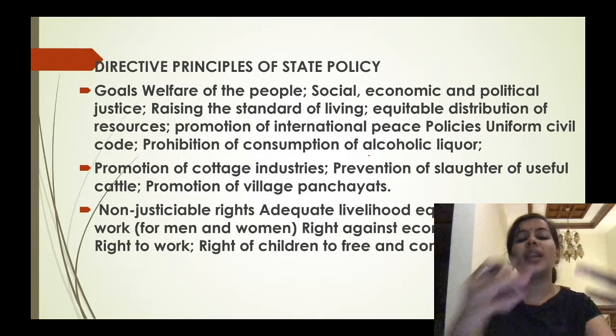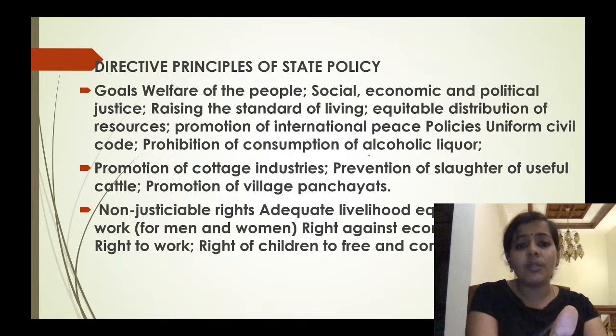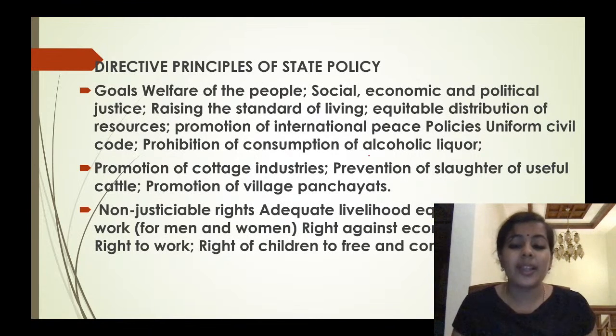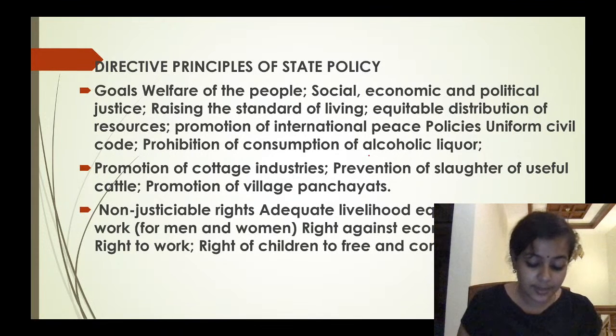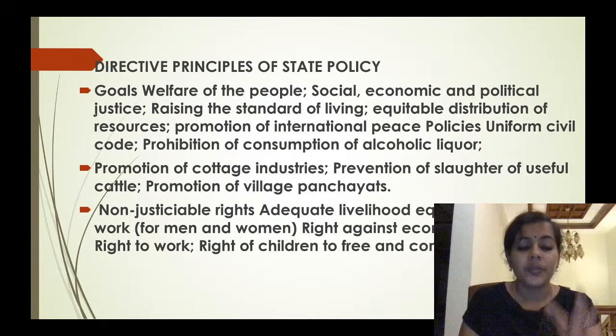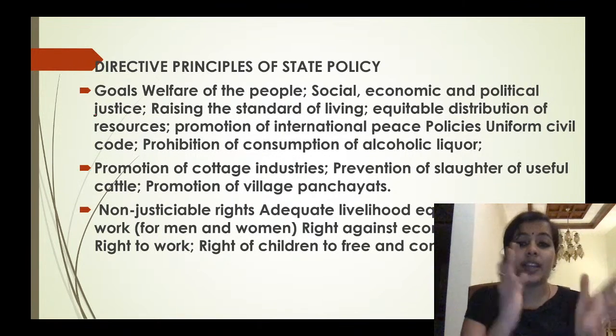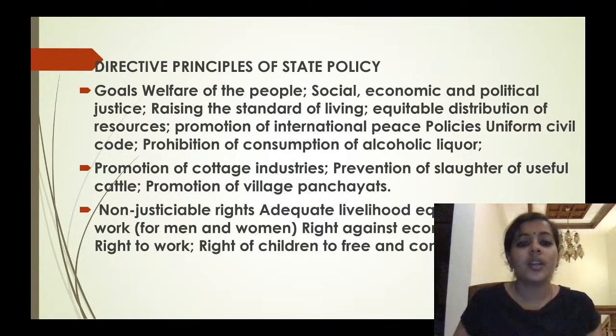Then DPSP. What is the main aim of DPSP? The main aim of DPSP is to look after the welfare of the people, like social, economic and political justice and welfare will be considered here. So this is it, Directive Principles of State Policy. It is checking the welfare measures of the people, like economic, social and political justice.